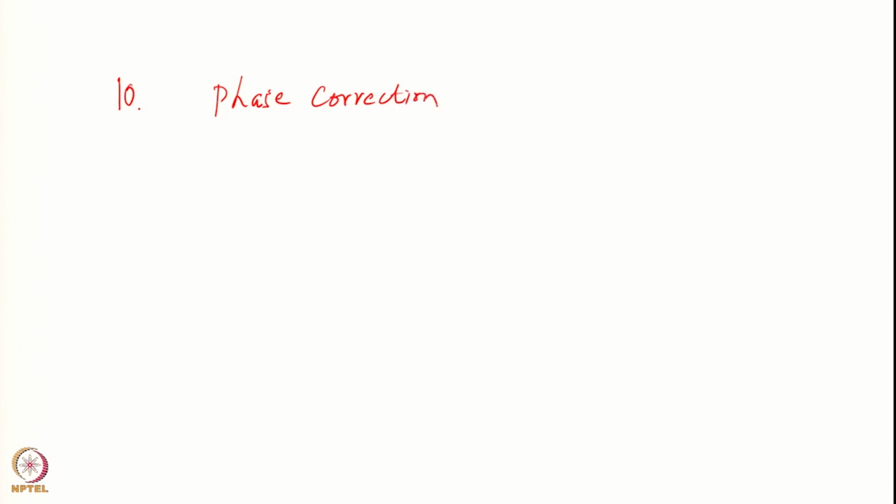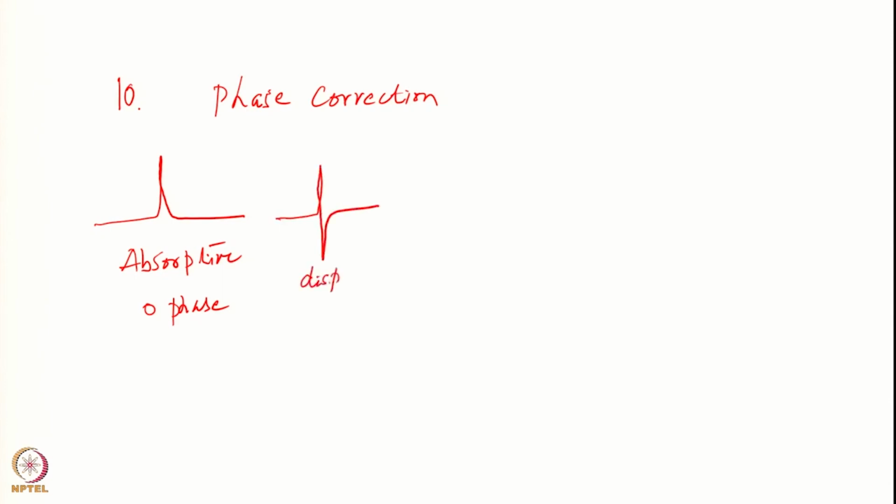Typically we know that NMR signals are of two types. One, we have a signal which is like this, and this we call an absorptive signal, or you may also call this a spectrum with a 0 phase, or the other is the dispersive signal which goes like this, and this we may call 90-degree phase.